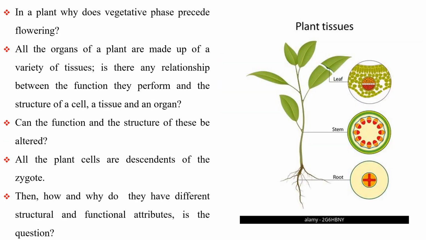In a plant, why does the vegetative phase precede flowering? All the organs of a plant are made up of a variety of tissues. Is there any relationship between the function they perform and the structure of a cell, a tissue, and an organ? Can the function and the structure of these be altered? All the plant cells are descendants of the zygote. Then, how and why do they have different structural and functional attributes is the question.